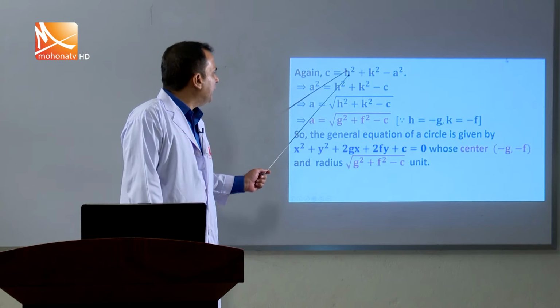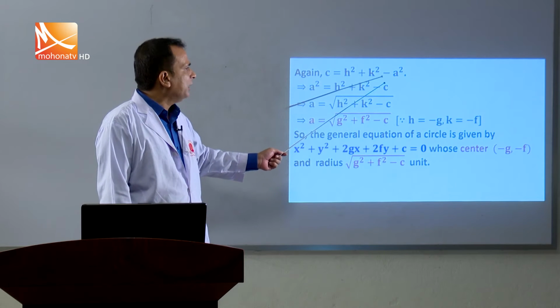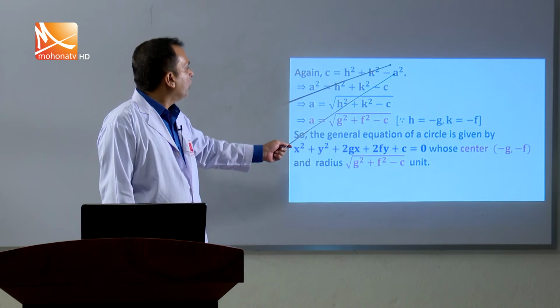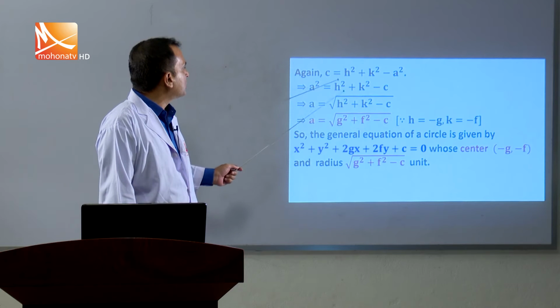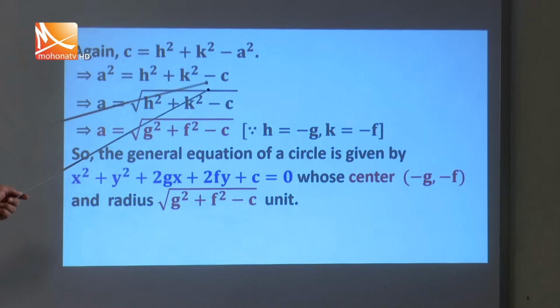Again, c equals h square plus k square minus a square. We can rewrite this as a square equals h square plus k square minus c. So a equals square root of h square plus k square minus c. If we put the values of h and k in this relation, we get a equals square root of g square plus f square minus c.